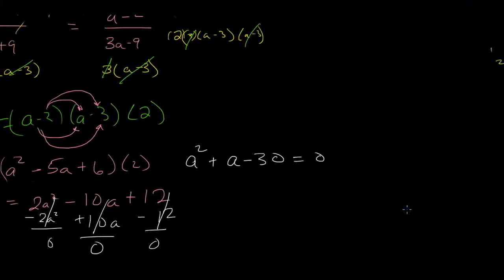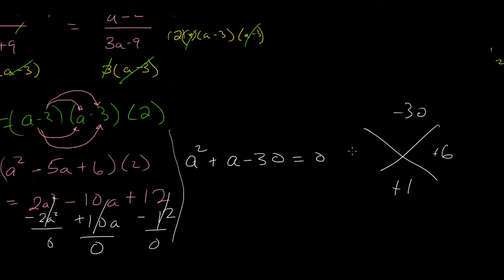Okay, so my new equation that I'm working with here is a squared plus a minus 30, and I can factor that. That's set equal to 0. Now I'm looking for factors of negative 30 that combine to give me a positive 1. That should be too easy to find. It's a positive 6 and a negative 5. So a minus 5 times the quantity a plus 6 is equal to 0.